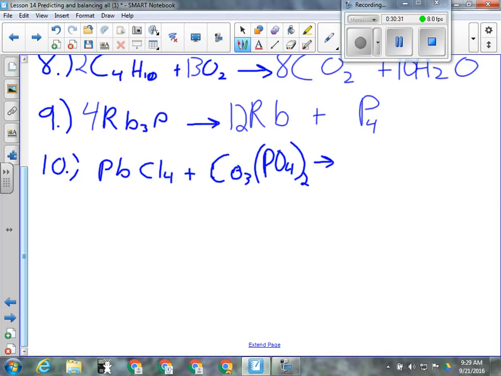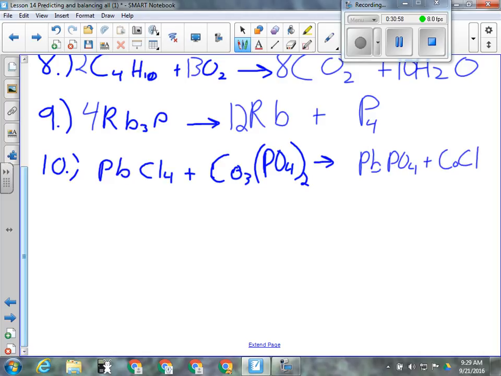How many people are done 10? Okay, let's have a look at it. What kind of reaction is it? Double replacement, all ionic compounds. So we're going to swap the metals. So Pb is going to end up with phosphate. Sorry, shouldn't put the brackets in until I'm sure I want them. And cobalt is going to end up with chlorine.